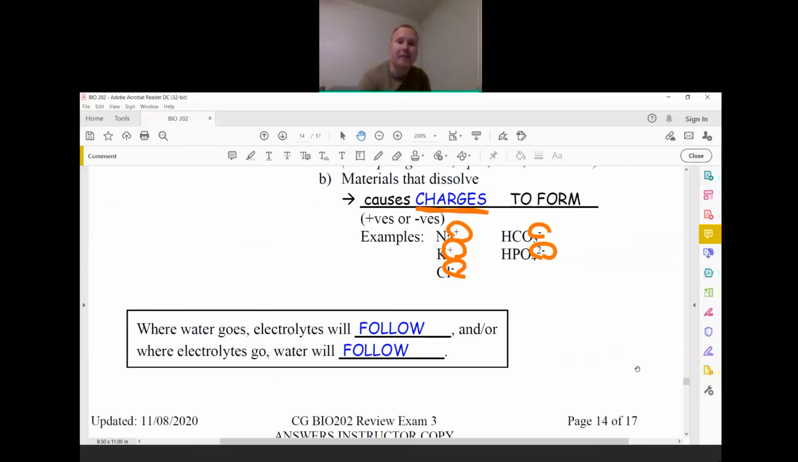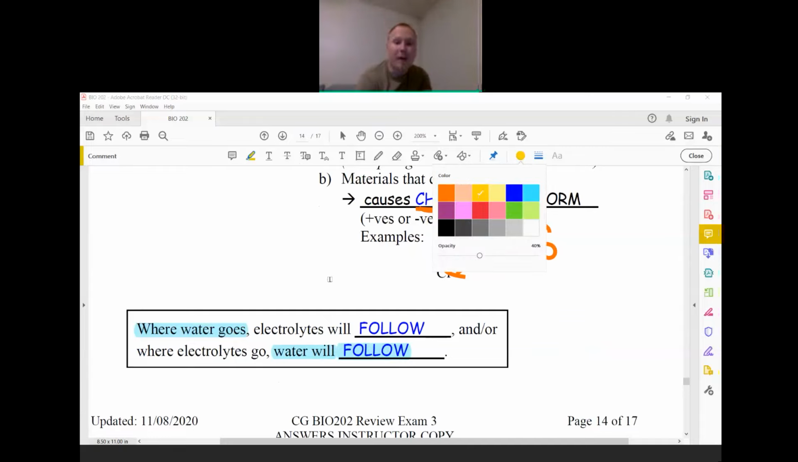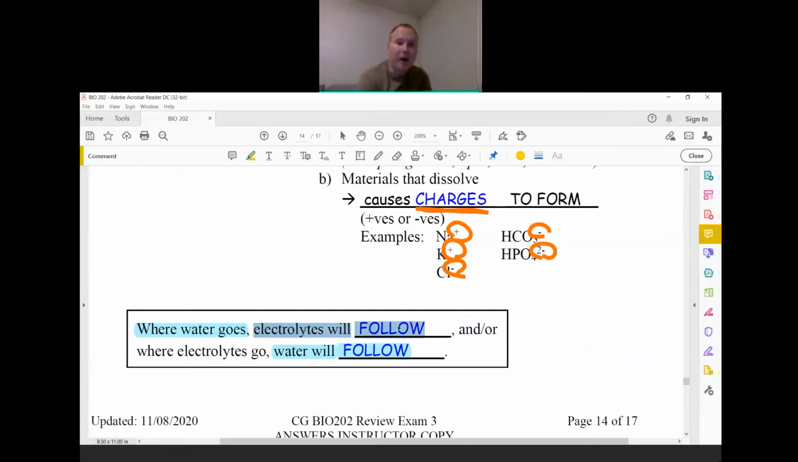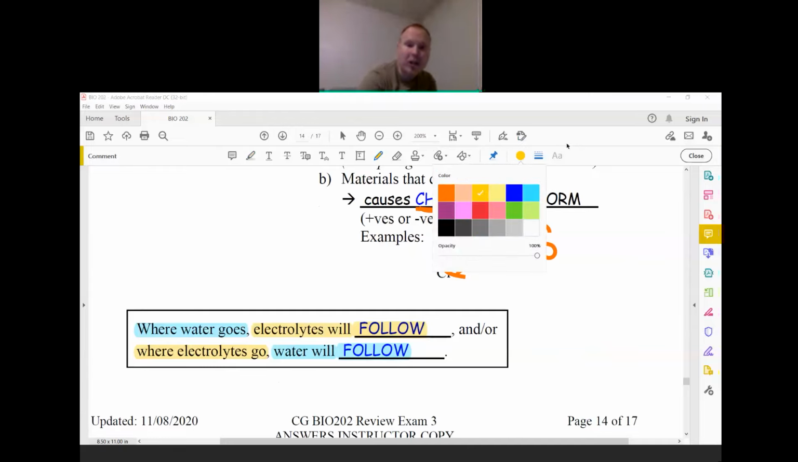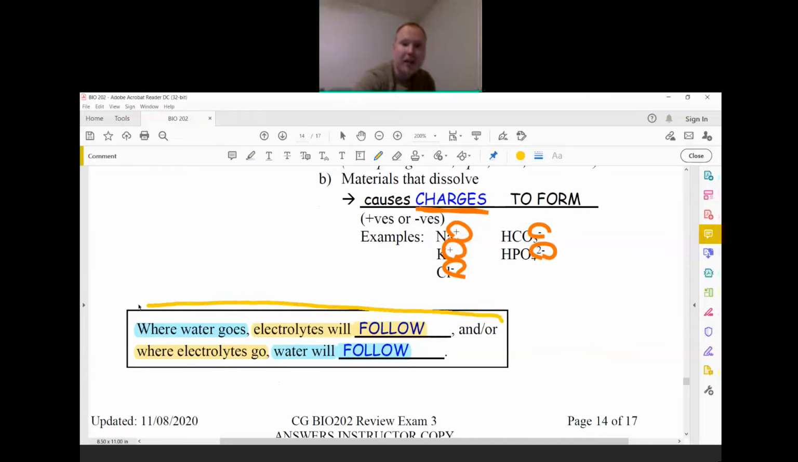If you learn nothing else from this chapter, you might want to remember that where water goes, electrolytes will follow, and where electrolytes go, water will follow. So water and electrolytes, or water and salts if you wish to use that term, they are interdependent. So they depend on each other. There's a connection between the two.